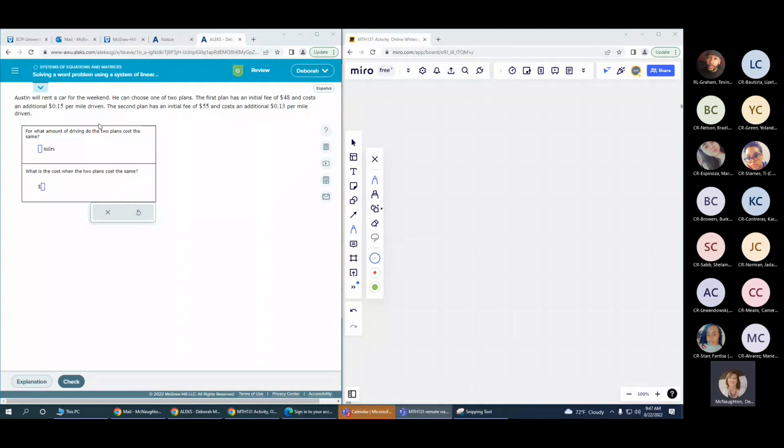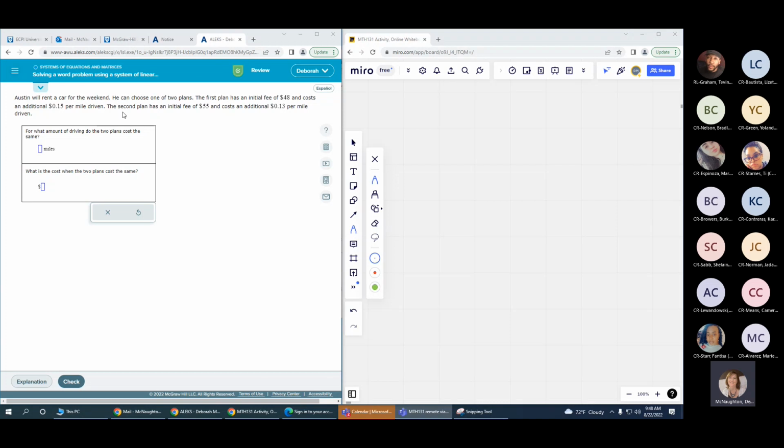Okay, so this is a word problem using a system of linear equations. Austin will rent a car for the weekend, and he has a choice between two different plans. The first plan has an initial fee of $48 and costs an additional 15 cents per mile driven. And the second plan has an initial fee of $55 and costs an additional 13 cents per mile driven. What they want to know is, for what amount of driving do the two plans cost the same? And then what is the cost when the two plans cost the same?